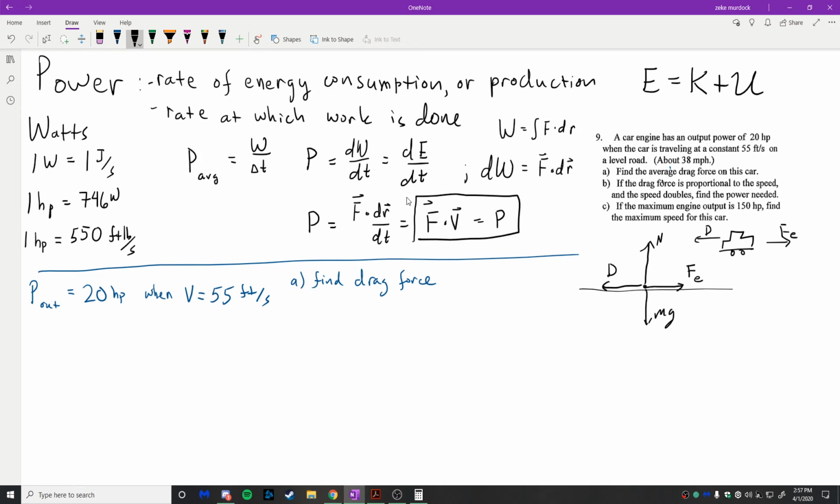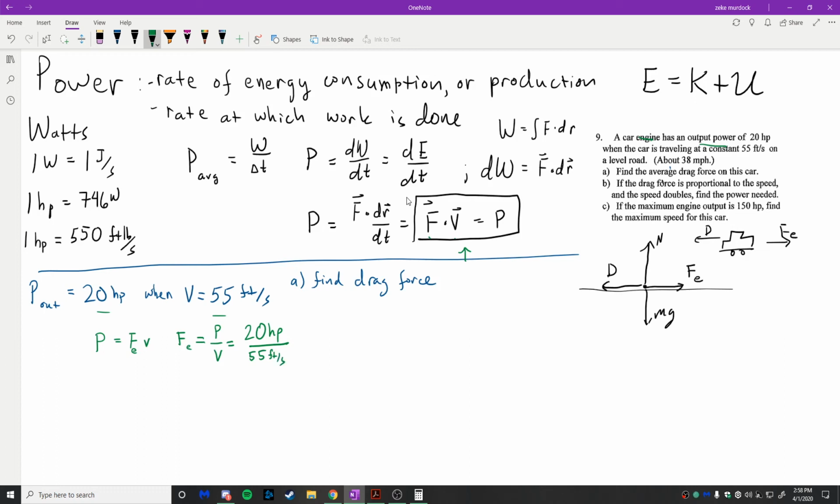So, in order to find what the drag force is, we can just use this equation right here. This equation says that the power is related to the force times the velocity, right? And what we have here is the power and the velocity. So if we take power equal to F times V, then we can say that the force, in this case, which I'm going to say is the force of the engine, it's the engine that has the output power, right? So it's the force of the engine, should be equal to the power output divided by the velocity of the car. The power output is 20 horsepower. We want to divide that by 55 feet per second. That's going to give us the force of the engine.